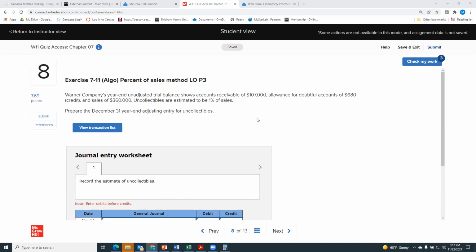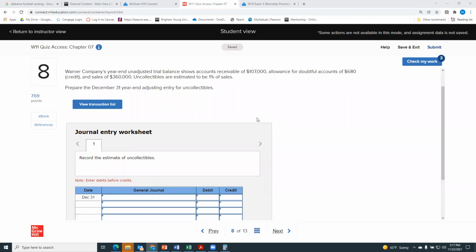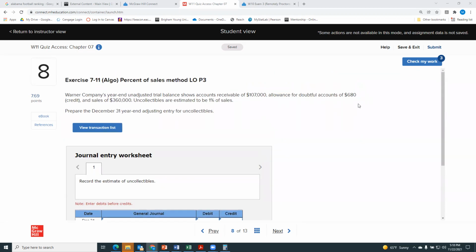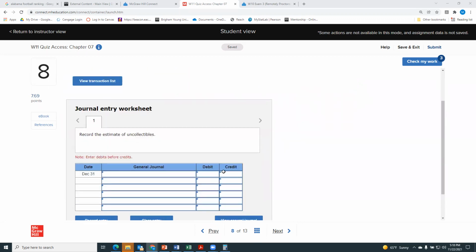So typically when we're doing a percentage of sales, we're not worrying about the existing allowance for doubtful accounts. Whereas when we're doing a percentage of receivables, then we are factoring in that allowance. So in this case, it's straightforward. We're just gonna take 1% of $360,000, which is 3,600.